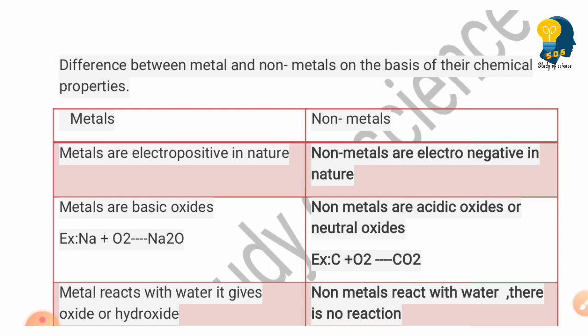In the first session, I told you the difference between metals and non-metals with respect to physical properties. So now I'm explaining the chemical properties. There is a difference between physical and chemical properties. So now I will explain the chemical properties.